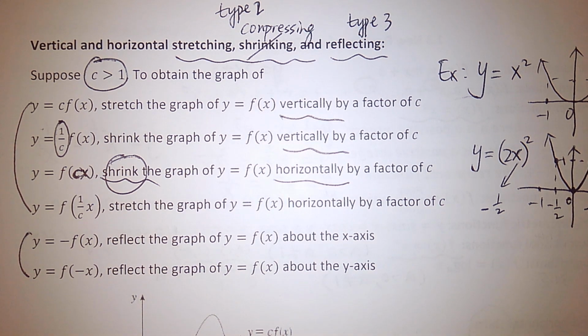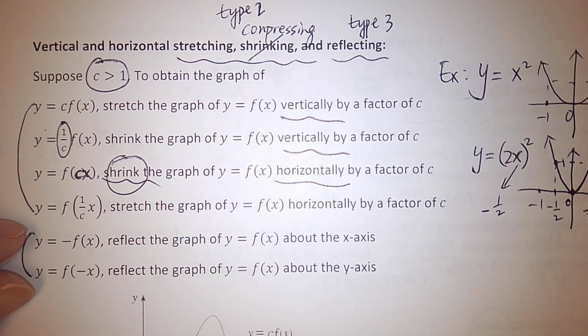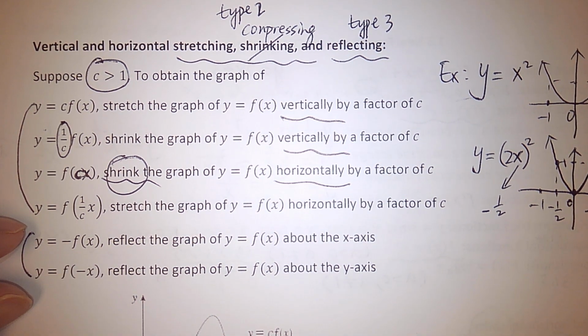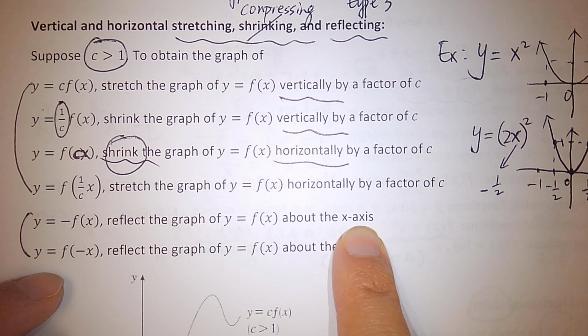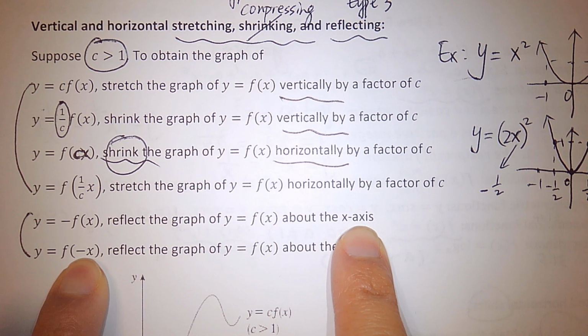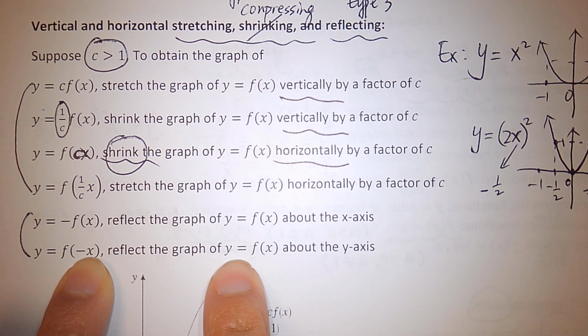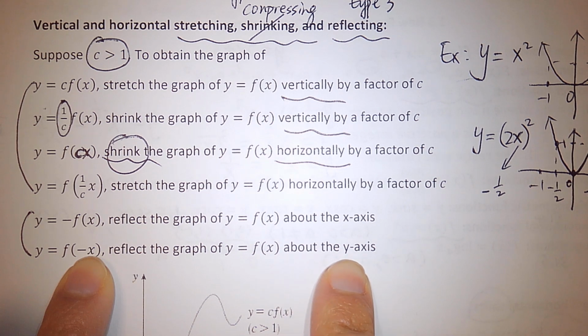Sunny, can you read these 2 lines for us, please? All right, y equals negative f of x: reflect the graph of y equals f of x about the x-axis. And y equals f of negative x: reflect the graph of y equals f of x about the y-axis.